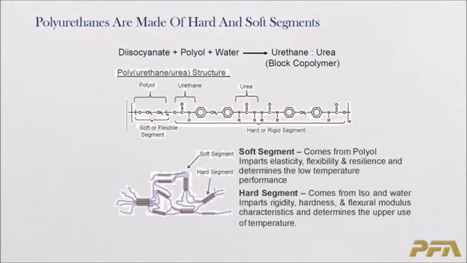The soft segment imparts the elasticity, the flexibility, and the resiliency to the foam. With the hard segment, you can see that because you can get a lot of hydrogen bonding, those hard segments kind of align together, and those hard segments impart the rigidity, the hardness, and the flex modulus, as well as the high temperature property for the polymer.